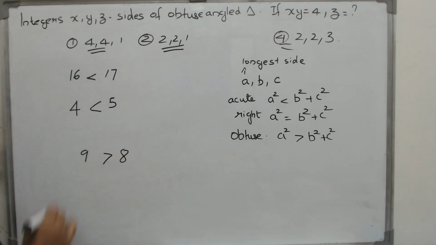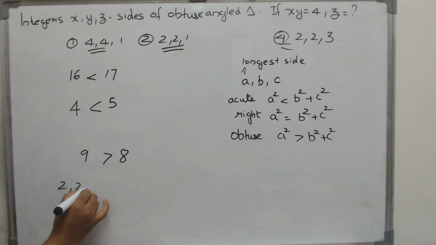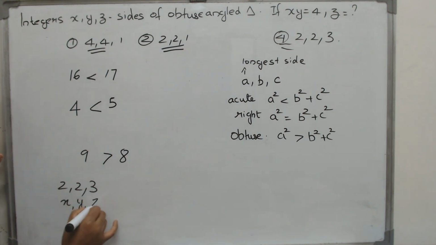So there. What you have here, 2, 2 and 3, are the sides of an obtuse angled triangle. In other words, any of these two can be x and y. The last one is 3. So that is the answer that we were looking for.